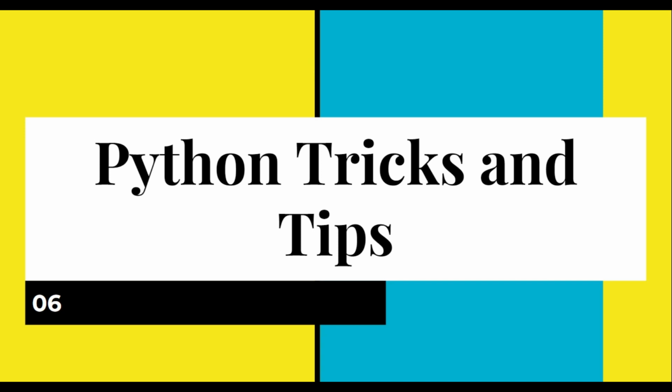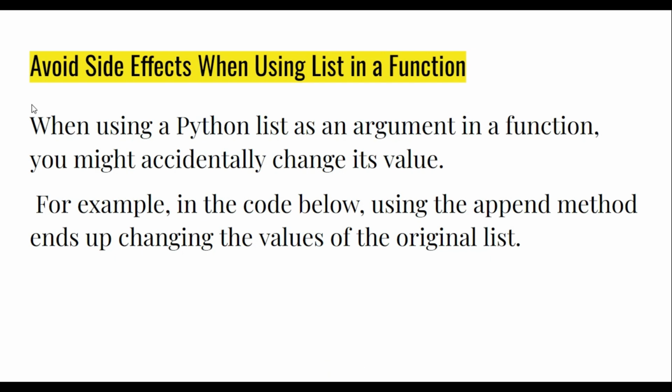As we are seeing Python tricks and tips, here we are going to see the next tip. Here I have given: avoid side effects when using a list in a function. Why do you have to remember this? Because lists are mutable. If you are using any list in a function, there are chances that the list will get changed.